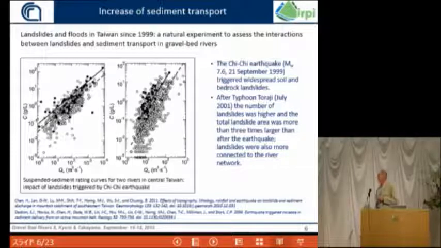Well, the rating curves of suspended sediment showed a visible and strong increase of sediment concentration. And other studies which focused on channel aggradation confirmed this overall process of increased sediment dynamics.